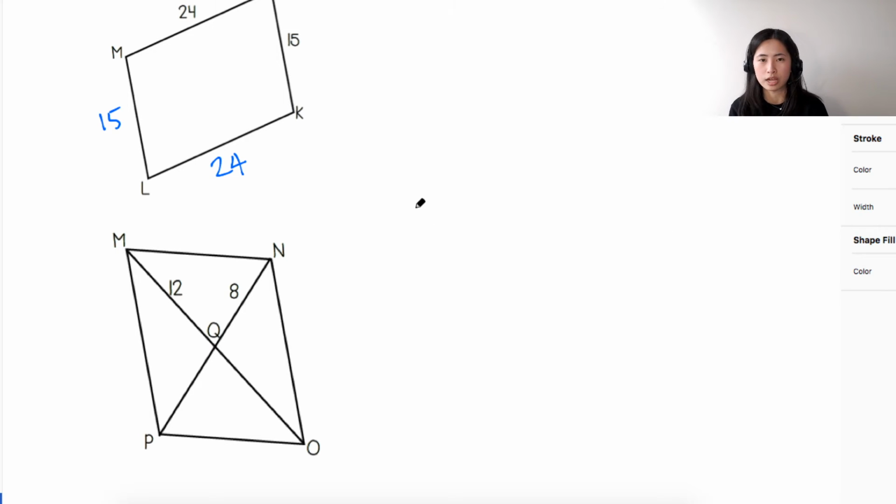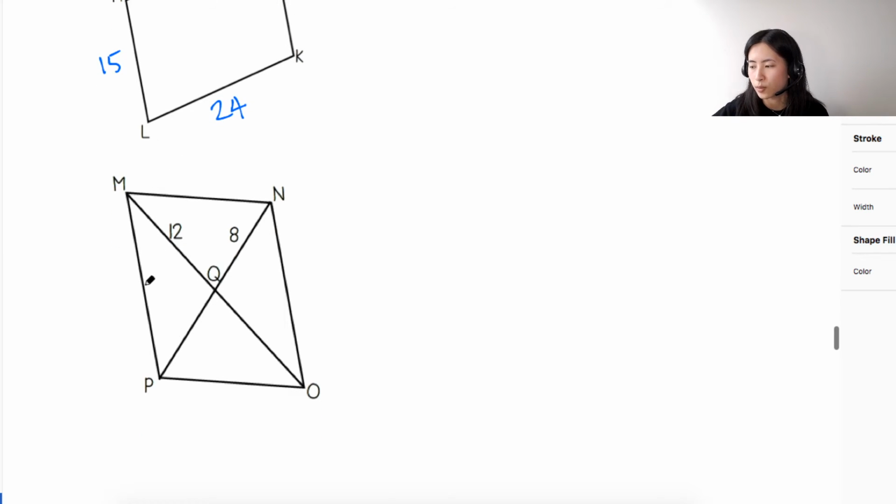There's still two different polygons, but for a rhombus, all sides are equal, and it's similar to a square in that way. The only difference is in a square you have right angles in the four corners, as opposed to a rhombus. Okay, great. So now we have a rhombus.